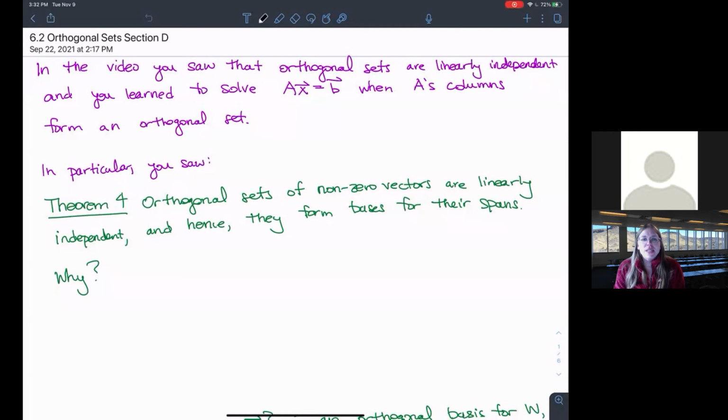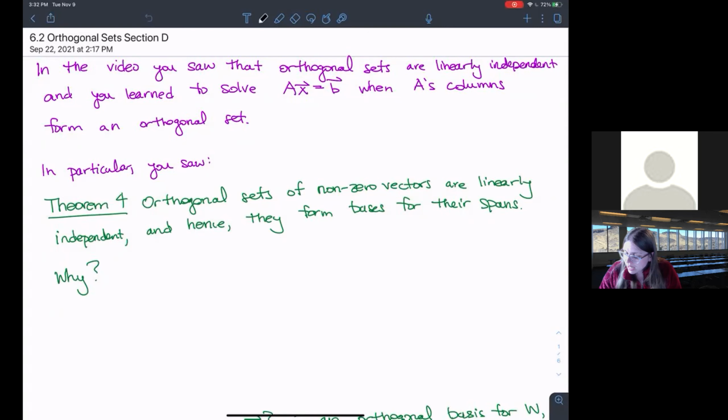So in the video, you saw that orthogonal sets have a couple of properties, such as being linearly independent. And you also learned how to solve a matrix equation when A's columns form an orthogonal set. In particular, you saw Theorem 4, which says that orthogonal sets of non-zero vectors are linearly independent and hence they form bases for their spans. And so let's talk about why that is first.